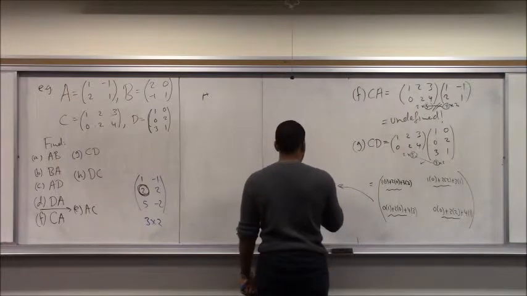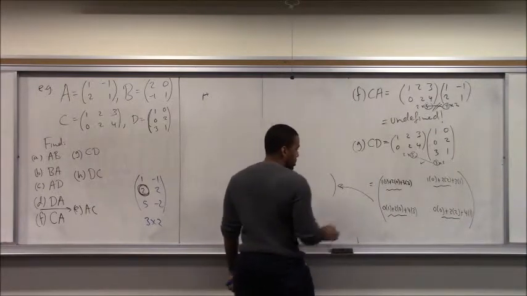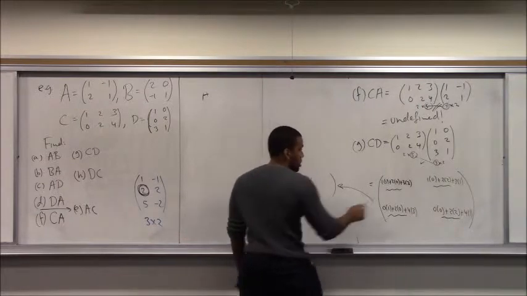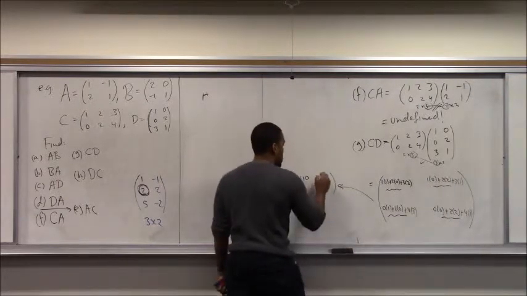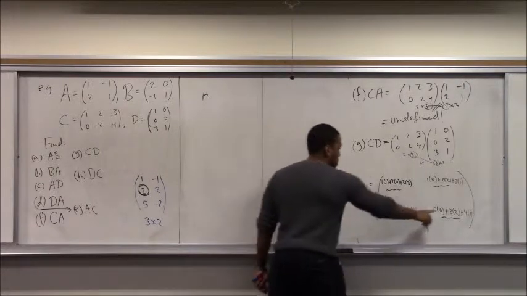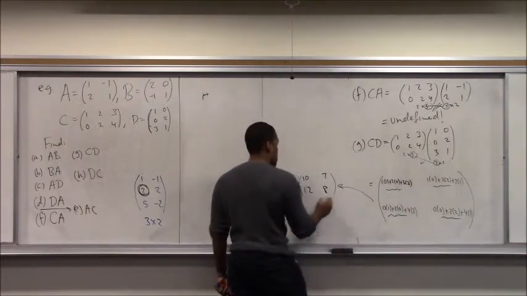this will be simplifying 1 plus 0 plus 9. 0 plus 4 plus 3, 0 plus 0 plus 12, 0 plus 4 plus 4. So that's it.